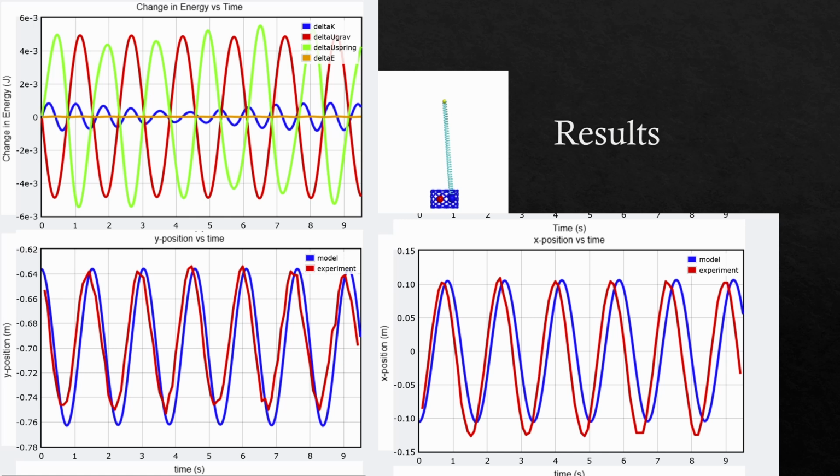The two graphs in the bottom, the left is the Y position and the right is the X position. For both the model shown in blue and the experiment shown in red, in the Y position, it shows that the experiment moved less in the Y position than predicted in the model, and the opposite in the X direction, as the object moved more in the X direction than predicted.